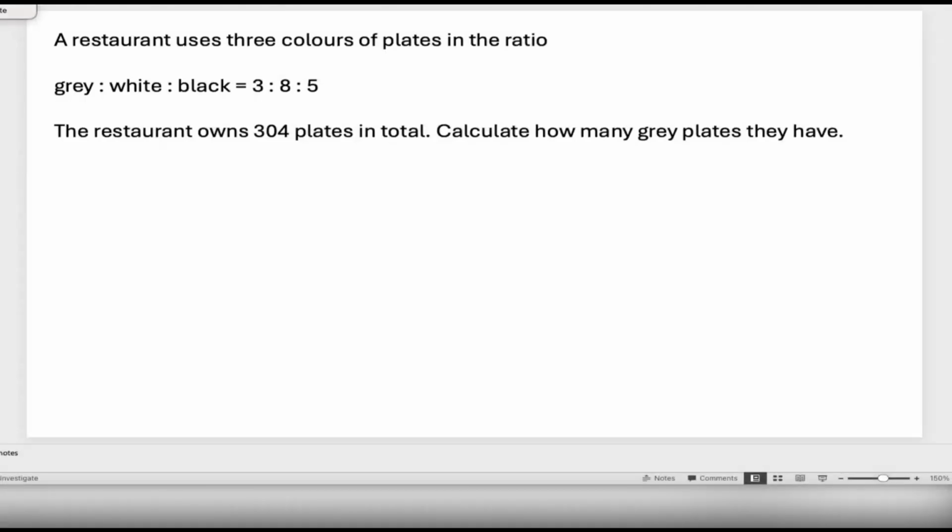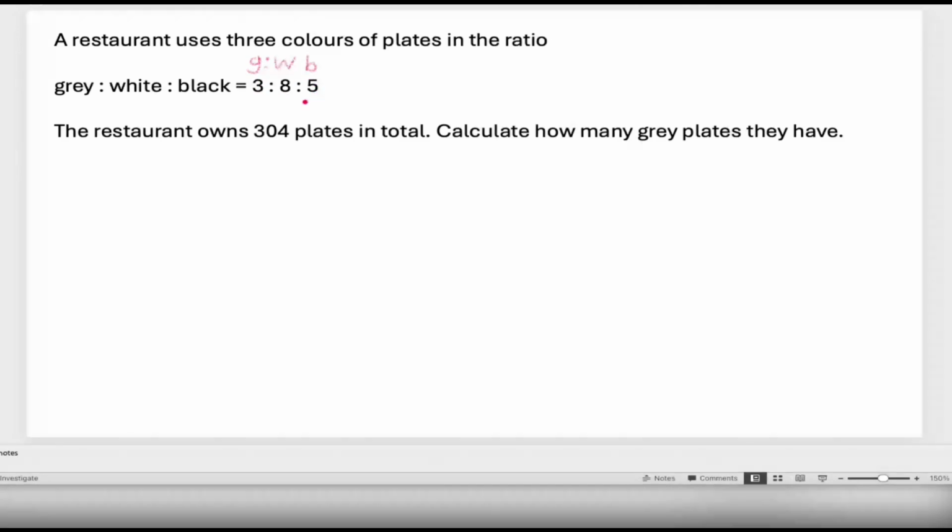Okay, let's read the question. A restaurant uses 3 colors of plates in the ratio grey to white to black, 3 to 8 to 5. The restaurant owns 304 plates in total. Calculate how many grey plates they have. So let's write down the colors. Grey to white to black. So they have 3 parts grey, 8 parts white, and 5 parts black.